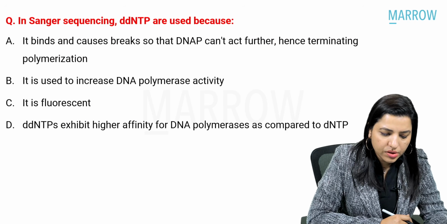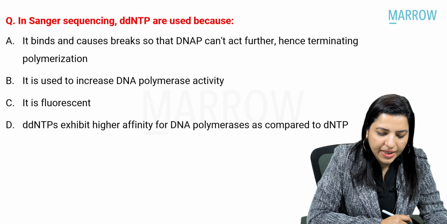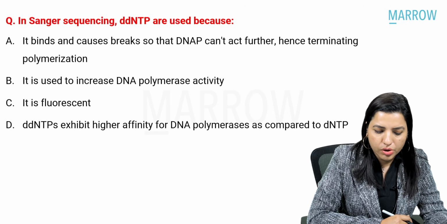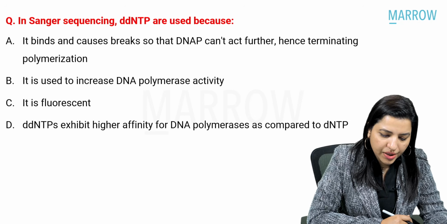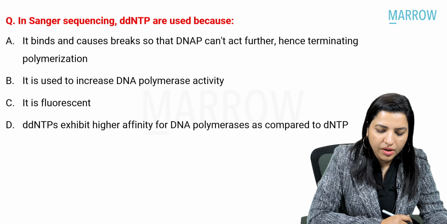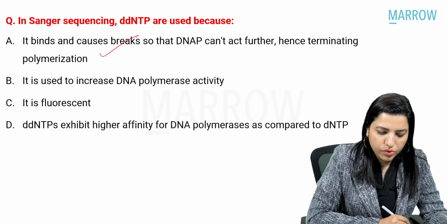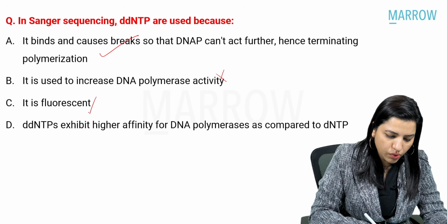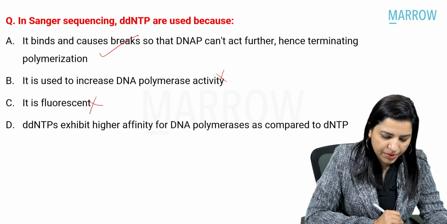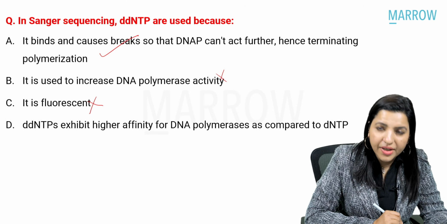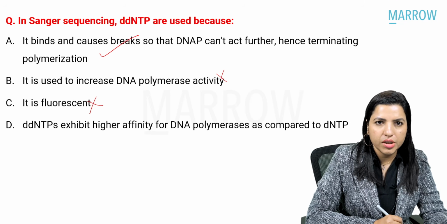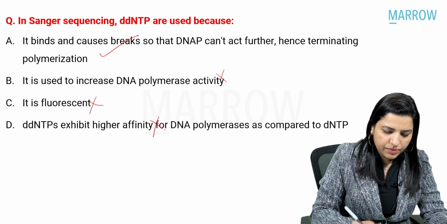Now the next question is: in Sanger sequencing, dideoxynucleotides are used because they bind and break so that DNA polymerase can't act further. That is the answer here. Is it used to increase the DNA polymerase activity? No. Is it fluorescent? No. dNTPs are used because they exhibit higher affinity for DNA polymerase as compared to ddNTPs? No, that is also not correct. So what is it?